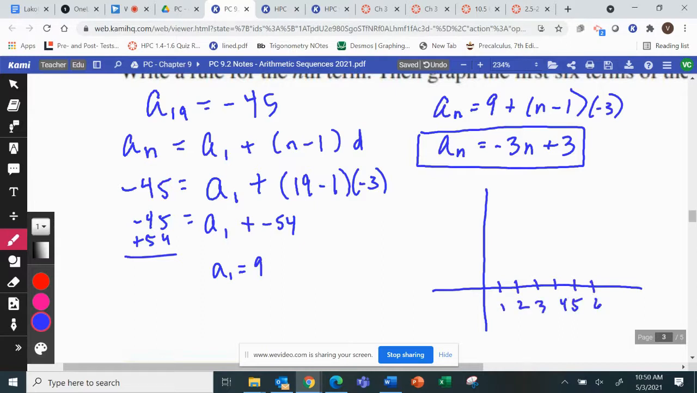Since we're doing sequences, we start at 1. We're not going to use the left half of the graph. 1 is 9. Sorry, yes, I went the wrong way in my head. Thank you. That's why I shouldn't do stuff in my head.